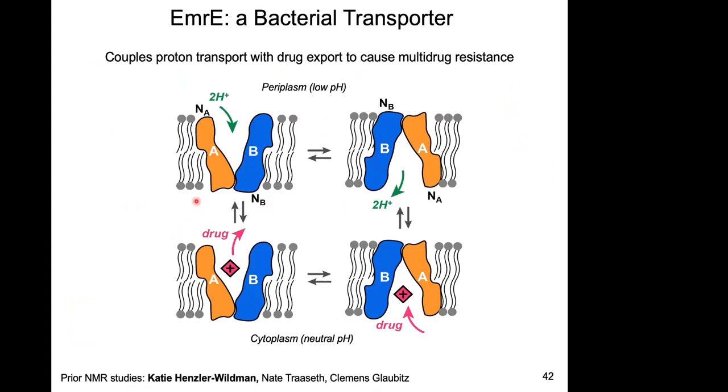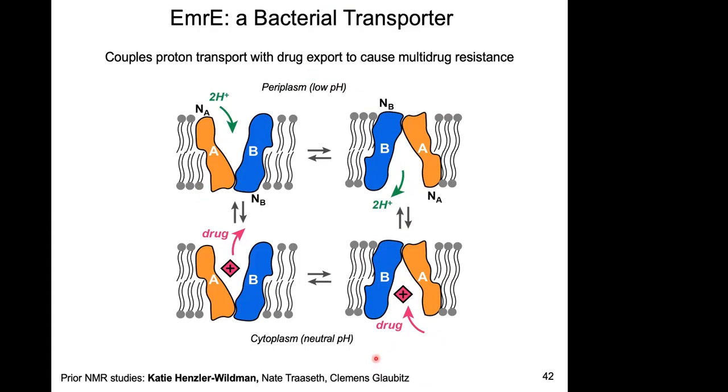The second example is EmrE. This is a bacterial transporter, and its function is quite interesting. This transporter pumps out polyaromatic cationic drugs from inside the bacterial cell to the outside. And it does so in gram-negative bacteria, such as E. coli, where this membrane protein will sit in the inner membrane. Takes these drugs from the cytoplasm to the periplasm.